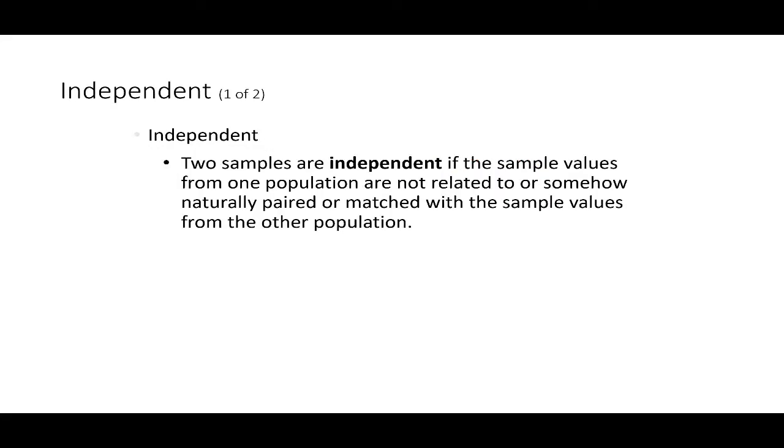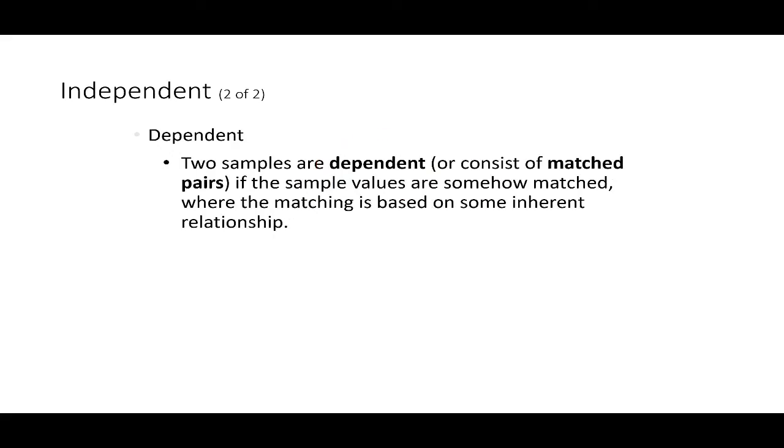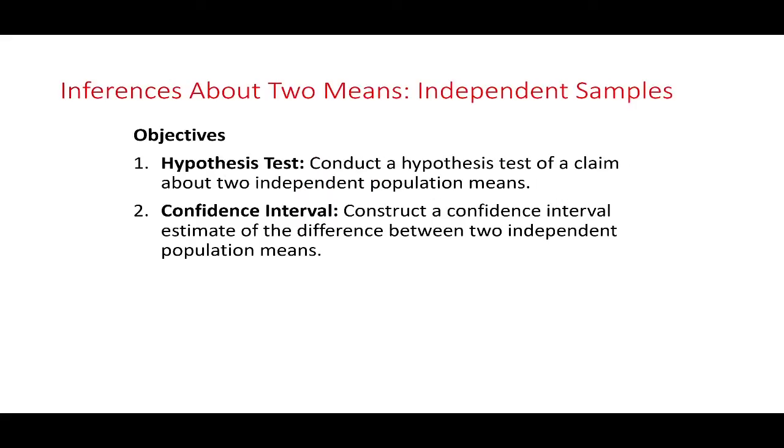Okay, so independent. Two samples are independent if the sample values from one population are not related or somehow naturally paired or matched with the sample values from the other. That's when two samples are called independent, and they are called dependent if the sample values are somehow matched, where the matching is based on some inherent relationship. There is some kind of relationship.